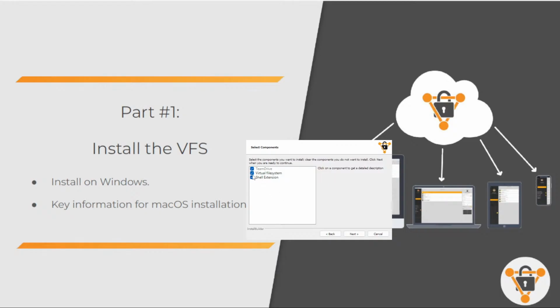So you see, as a default, the virtual file system is checked, and also the shell extension. The shell extension allows you to right-click on things and see a context menu. It also is responsible for seeing the green check marks, the gray check marks, the orange synchronization symbols, and so on. So the shell extension is also important. So make sure these two things are checked. However, if you do not want to use a shell extension, you can always uncheck it. But again, as a default, all items are checked here. So we simply click Next, and we allow TeamDrive to install.